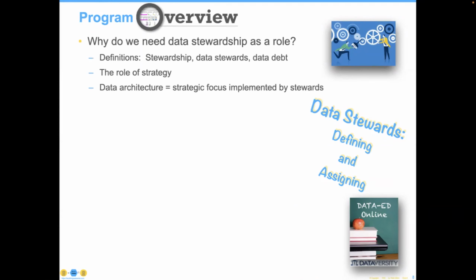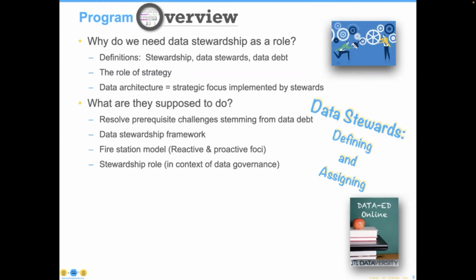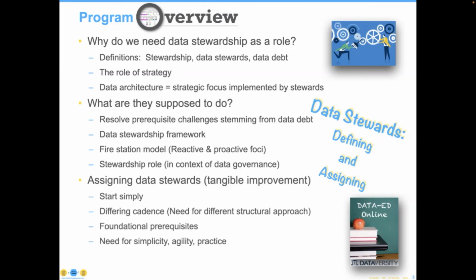So we'll talk about it in 3 parts. What do we need from data stewardship as a role? And what are they supposed to do? What are the data stewards supposed to do? And then the last part, we'll talk about specifically assigning data stewards with an eye towards tangible improvements.